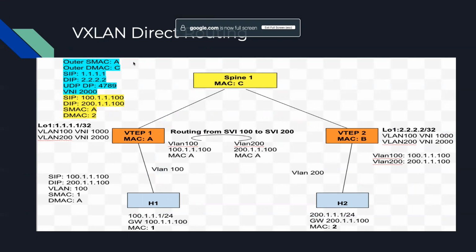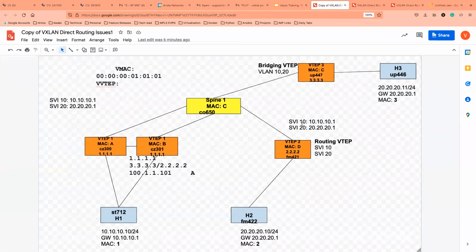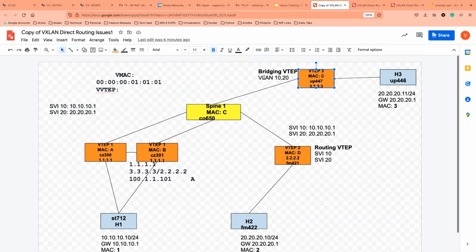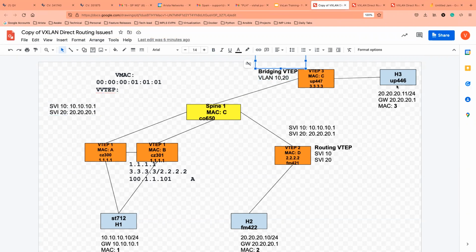Okay, so let's now discuss what indirect routing is. Indirect routing means you don't have all the SVIs everywhere on all the VTEPs. Like here, the bridging VTEP: in your topology, you have a bridging VTEP where SVIs are not there. So when H3 wants to send a packet to H1, it will forward the packet to the gateway. Traffic will come here and go to either of these VTEPs.